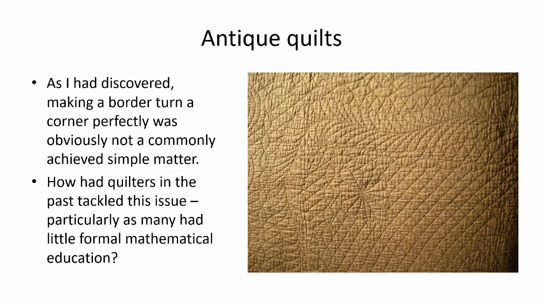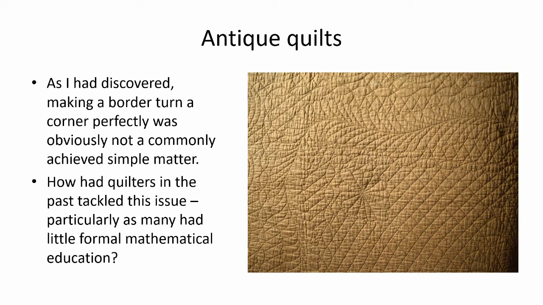Now, as I'd discovered, making a border turn a corner perfectly was obviously not a commonly achieved simple matter. And I started to wonder how quilters in the past had tackled this issue, particularly as many had had little formal mathematical education. And this can be seen on quite a lot of antique quilts that you look at. This one, for instance, has a running feather border, which looks quite nice here, but the corner where it tries to meet up with this side, there's definitely a kink there. It's not so good, and several of the corners on this quilt are quite awkward.